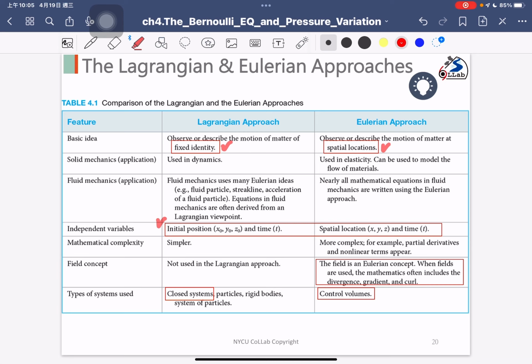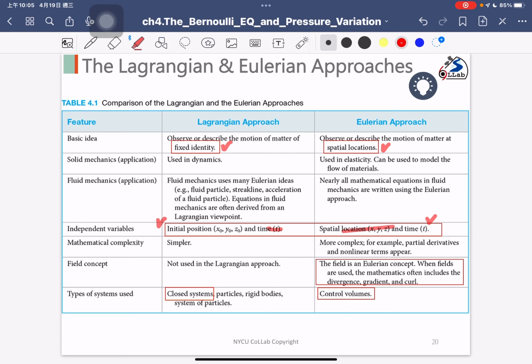For the Lagrange, we need the initial point x0, y0, z0, and the time, and we can predict the new positions anywhere with the different velocities. But for the Eulerian, we don't need that. We only need to know the coordinates of the locations.